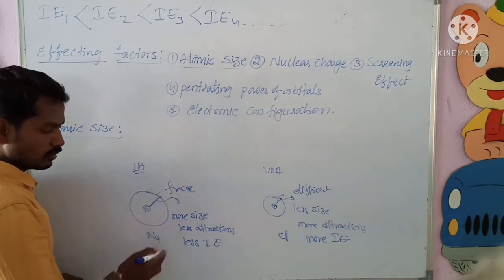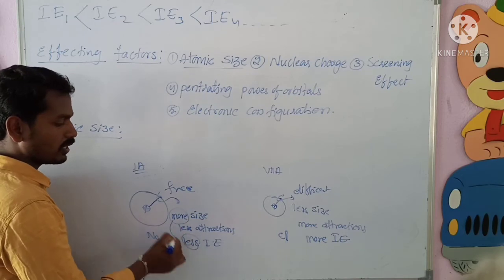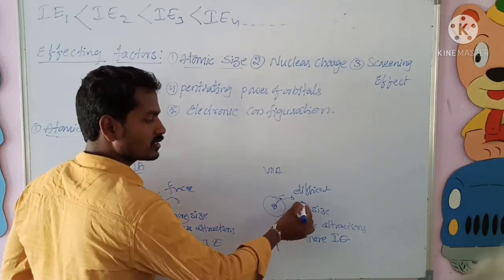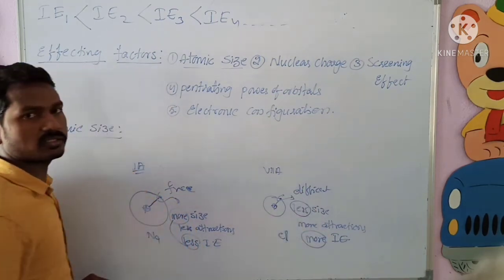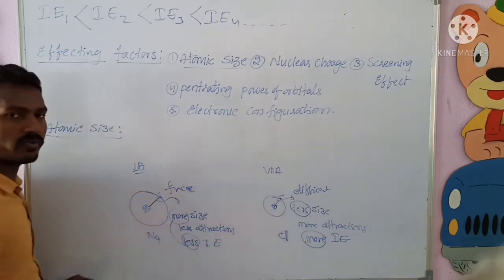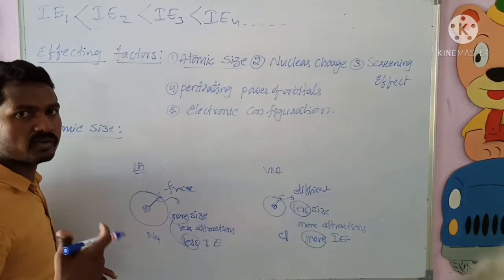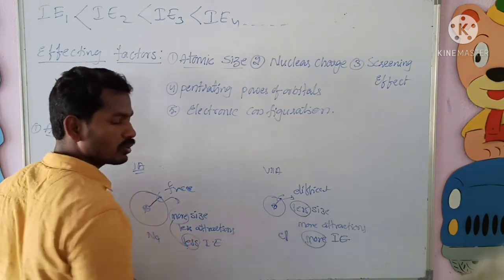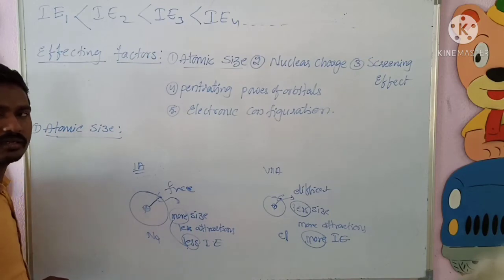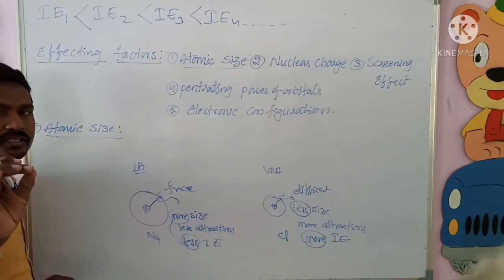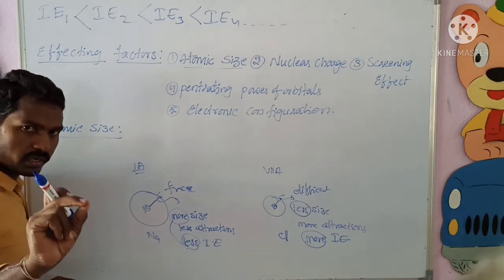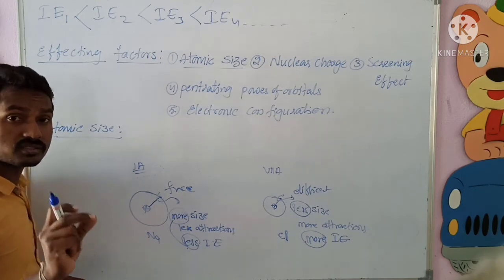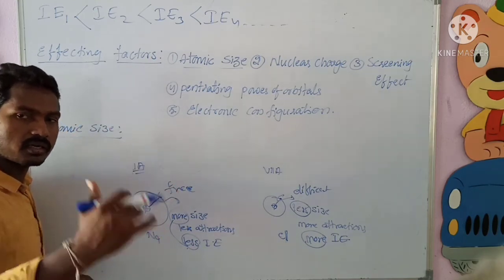Here more size, less IP, that is, less ionization energy. Here less size, more ionization energy. What is the interrelation? Directly proportional or inversely proportional? Here more, less; there less, more: quite opposite. Both have an inversely proportional relationship. Ionization energy and atomic size are inversely proportional. One increases, the other decreases.